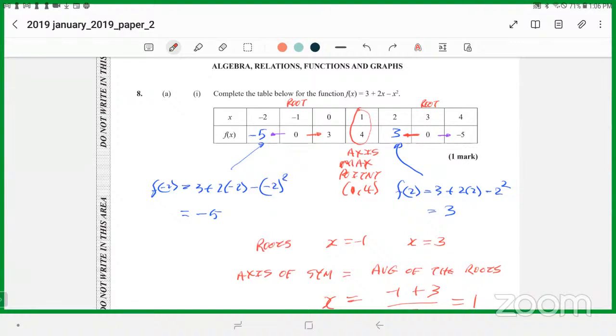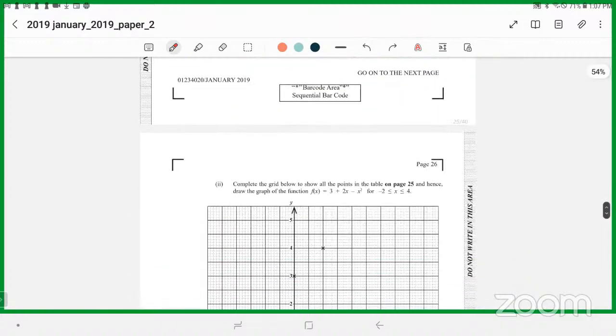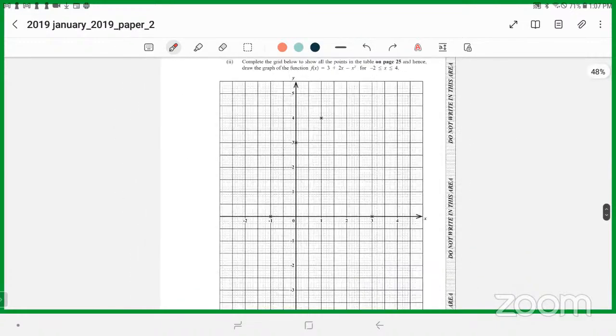So the axis of symmetry value is x equals 1, which is right here. The y value corresponding to that value is my maximum value on the function. So the maximum point is 1, 4. All right, let's go. Next thing I want us to do now is basically complete the graph.